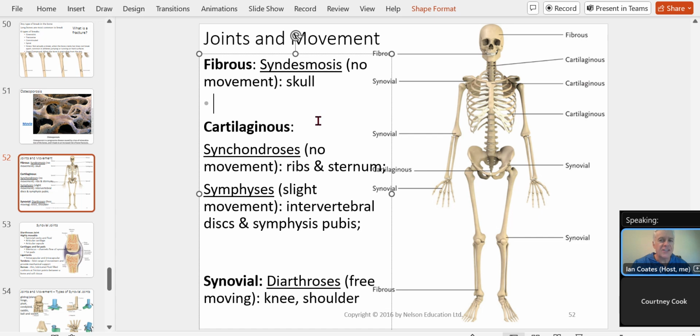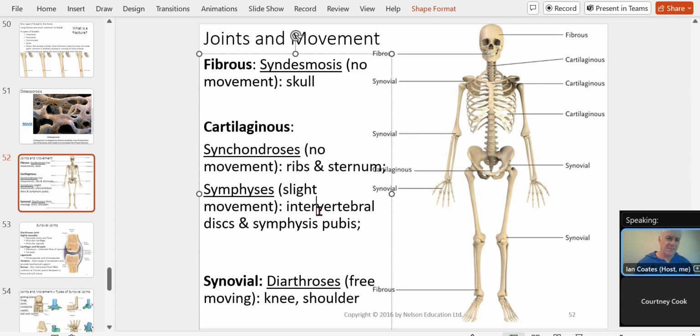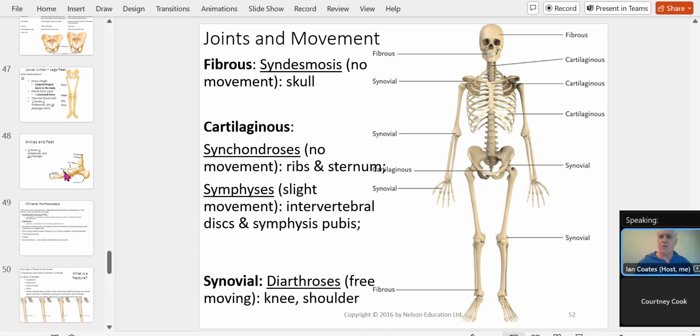There are cartilaginous joints. There are two kinds of cartilaginous joints: synchondrosis and symphysis. Synchondrosis, no movement. Ribs and the sternum. I can kind of move them, but I can't wiggle my spine or my sternum. There's no movement associated with it. There's what we call symphyses, where there is slight movement. This happens in the intervertebral disc and the symphysis pubis.